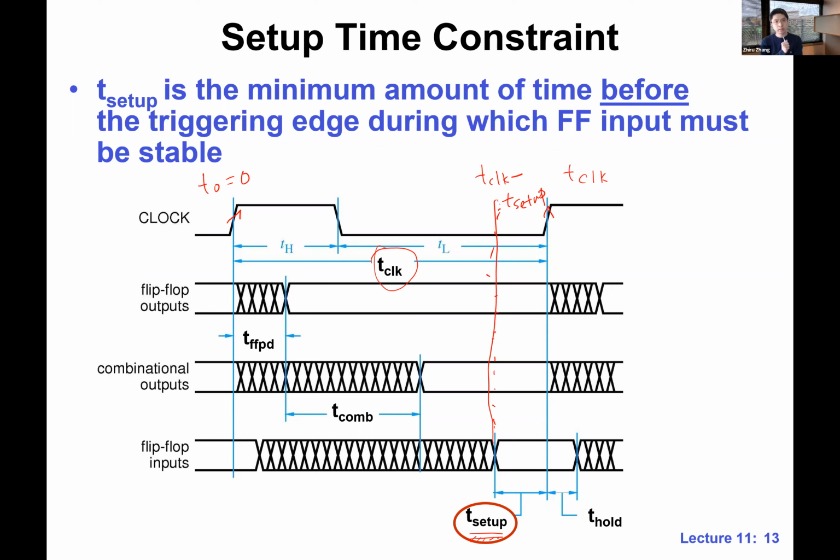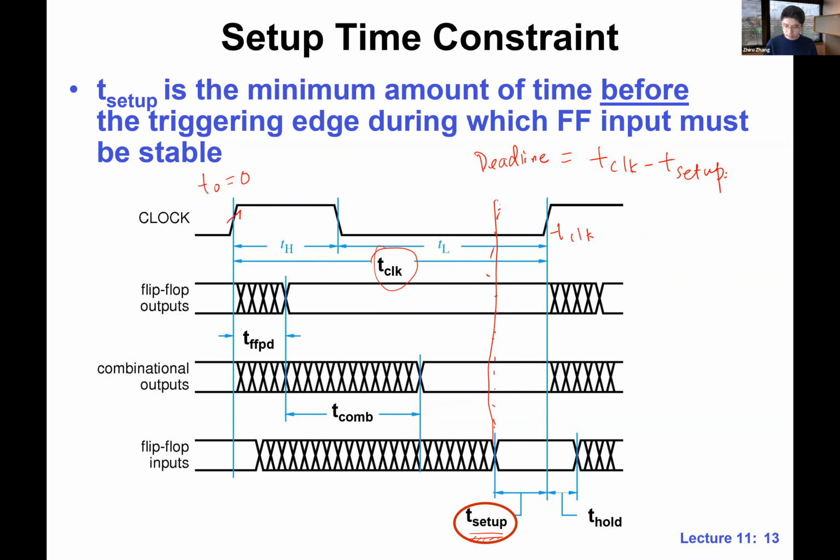Now let's look at how exactly we calculate the arrival time of this D input. These are our parameters. It takes some time to propagate through the flip-flop, and it takes some time to propagate through the combinational logic. Let me just rewrite this. This is the T clock, and this is our deadline, which is T clock minus T setup.